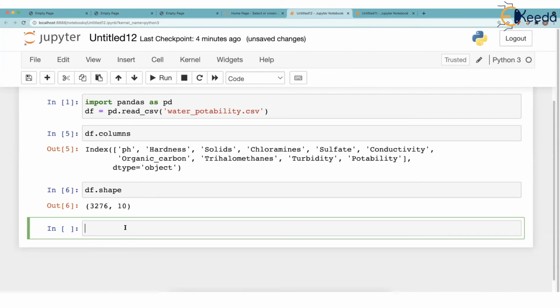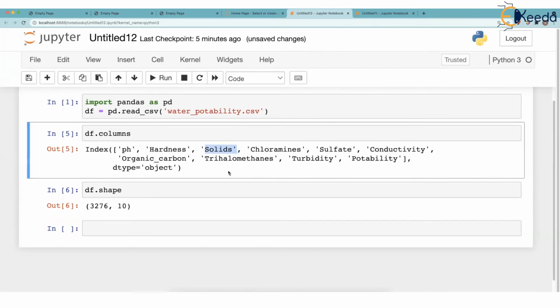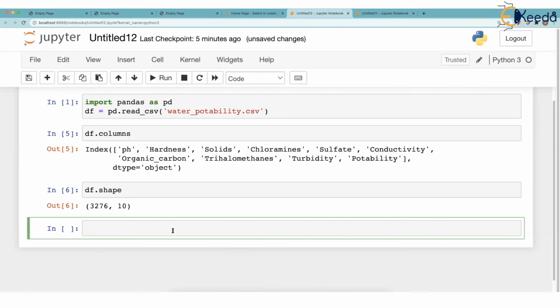Okay. Now, what if you want to print only Solids and Potability? So what you would do is say df, I want to select something, so square brackets, again a list, and you will give a list of columns. S is in capital. Remember, the column names are case sensitive. So Solids, comma, the other item in the list is Potability.